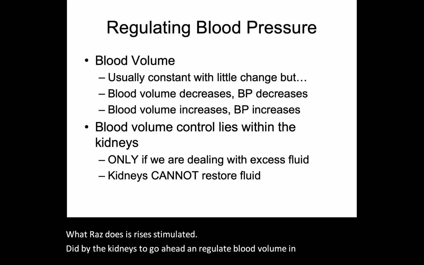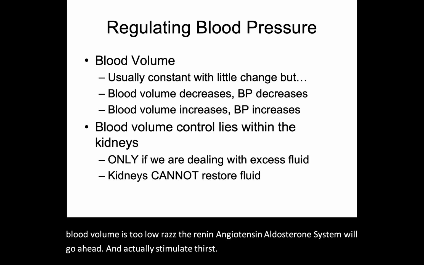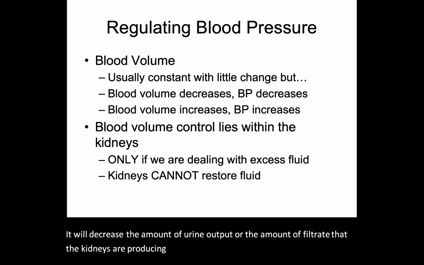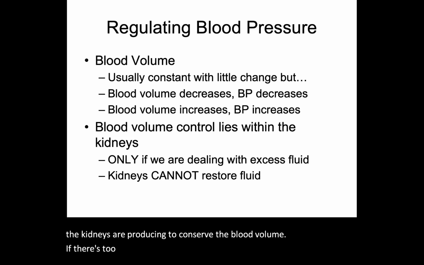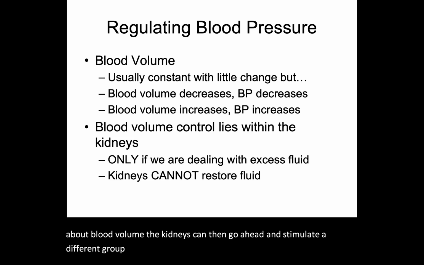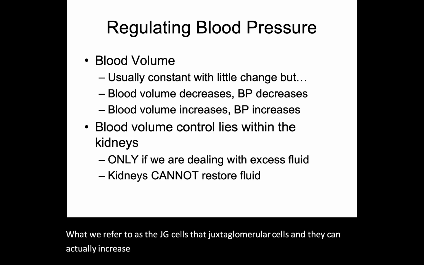In other words, if blood volume is too low, RAAS, the renin angiotensin aldosterone system, will actually stimulate thirst. It will decrease the amount of urine output, or the amount of filtrate that the kidneys are producing, to conserve the blood volume. If there's too much blood volume, the kidneys can stimulate a different group of cells, what we refer to as the JG cells, the juxtaglomerular cells, and they can increase the rate of filtration to remove more fluid out.